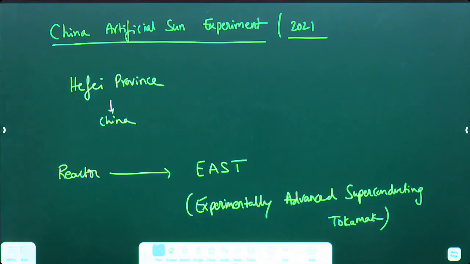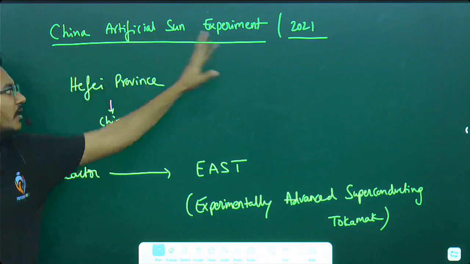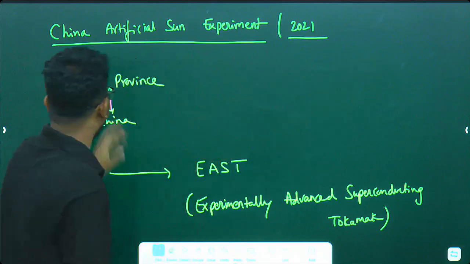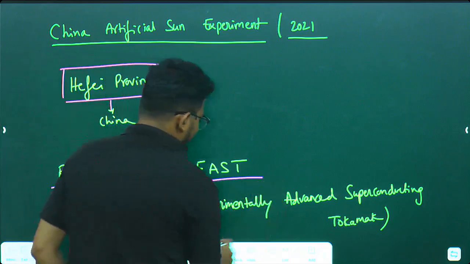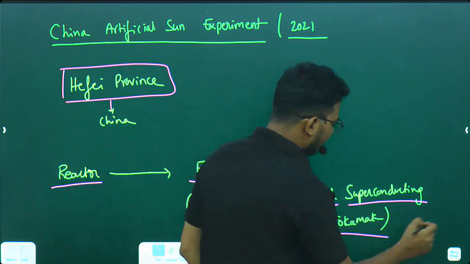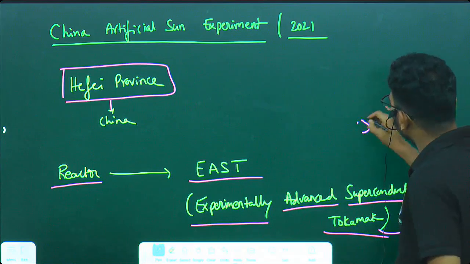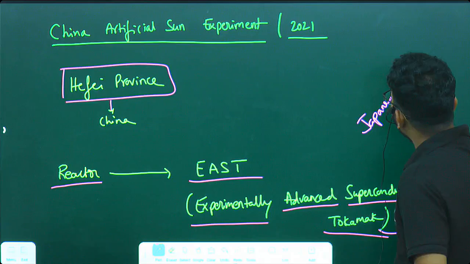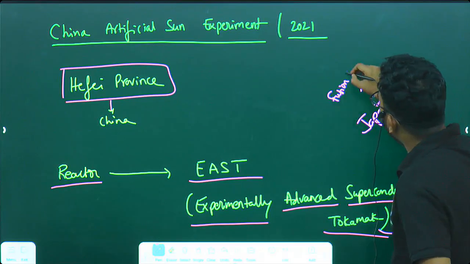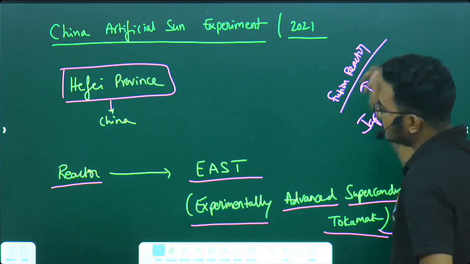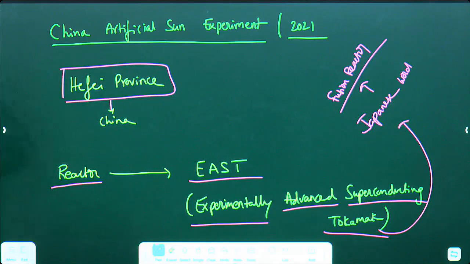So simple. China's artificial sun experiment is a part of the 2006 agreement, which happened in 2021. Recently only. This happened in Hefei province, China, and the reactor name is EAST, Experimentally Advanced Superconducting Tokamak. Here, tokamak is a Japanese word which means fusion reactor.